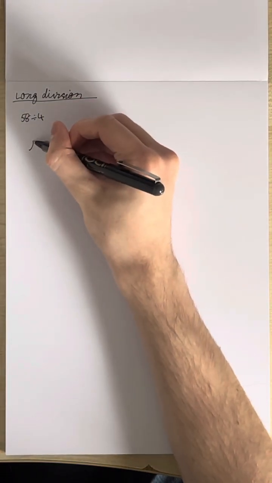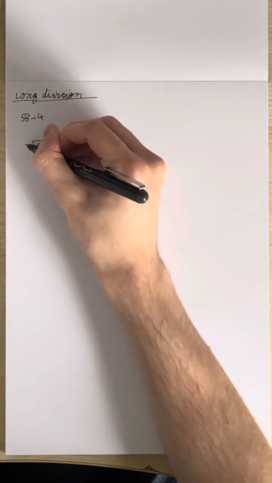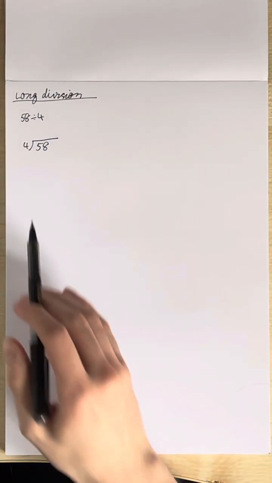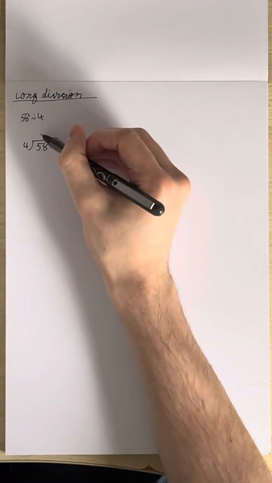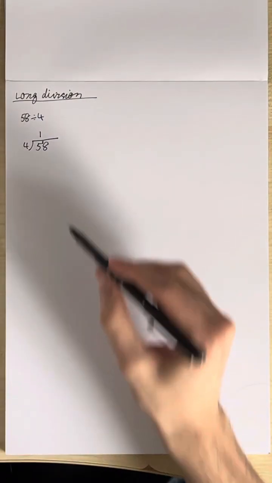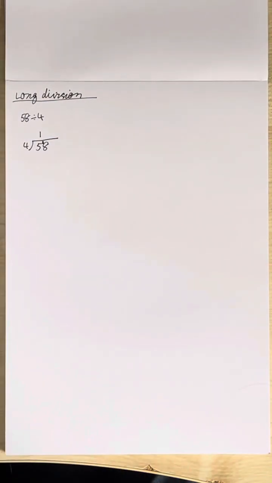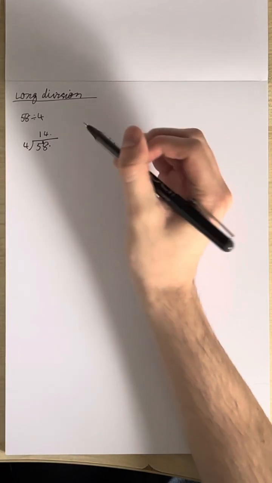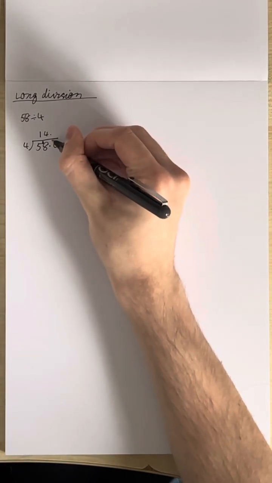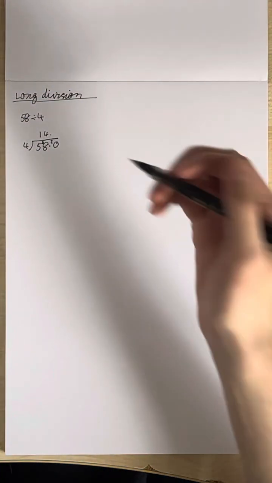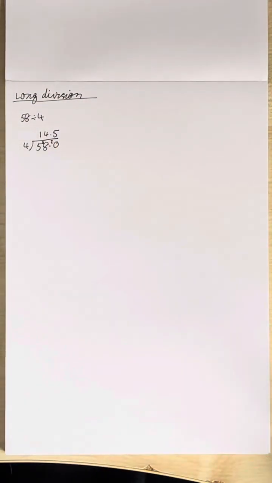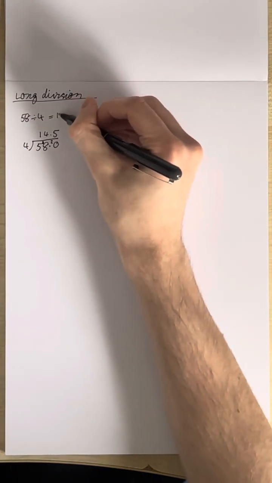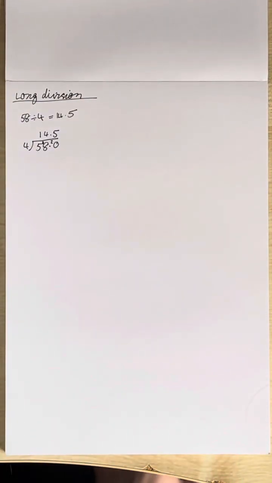So in the bus stop method, you get the 58 under and the 4 on the side, and you say, okay, how many times does 4 go into 5? Once, with a remainder of 1, and we put that little 1 next to the 8. Then we say, how many times does it go into 18? It goes 4 times, which would make it 16, and we've still got a remainder. So then we go into our decimal places, we put that 2 remainder there. How many times does 4 go into 20? 5 times, leaving no remainder. And so 58 divided by 4 is 14.5.